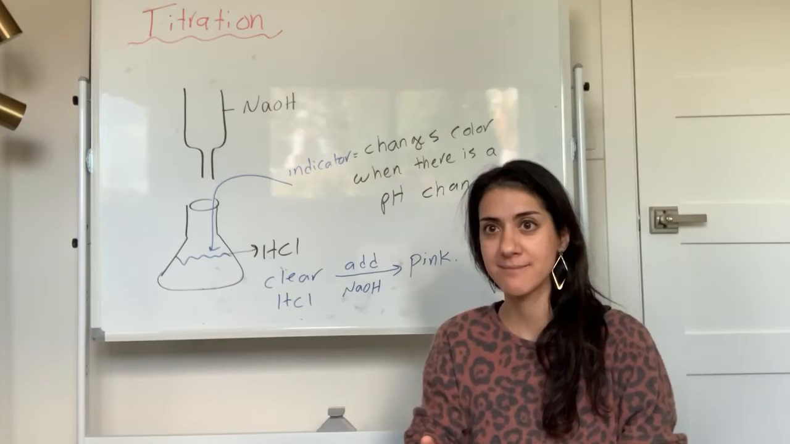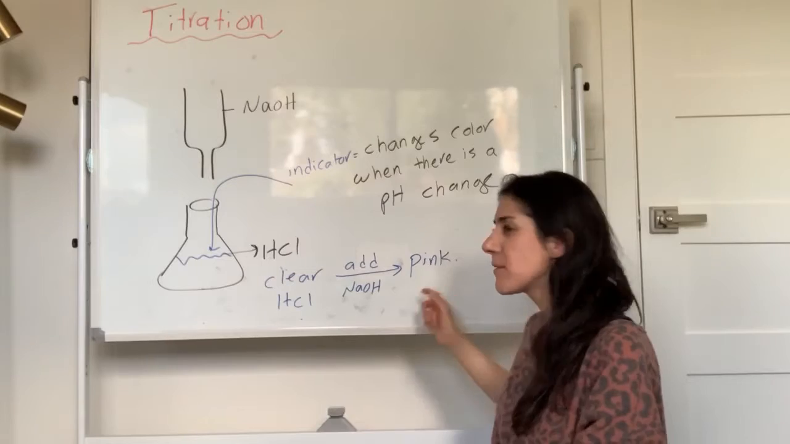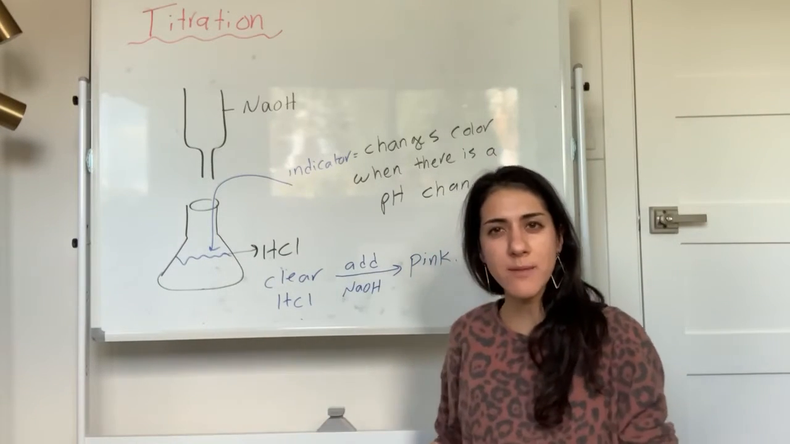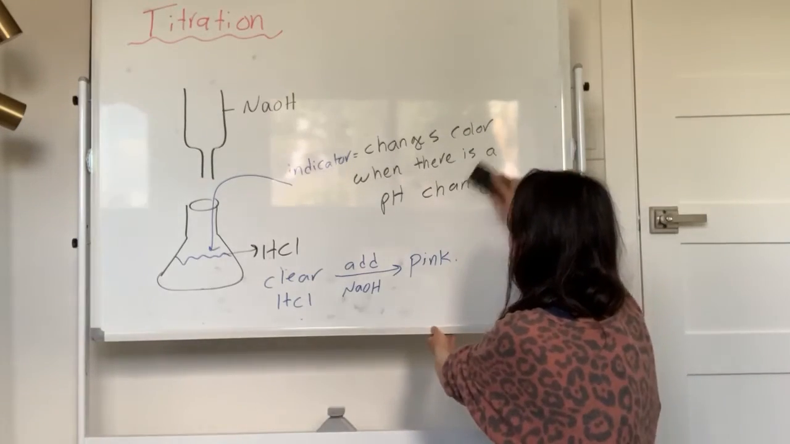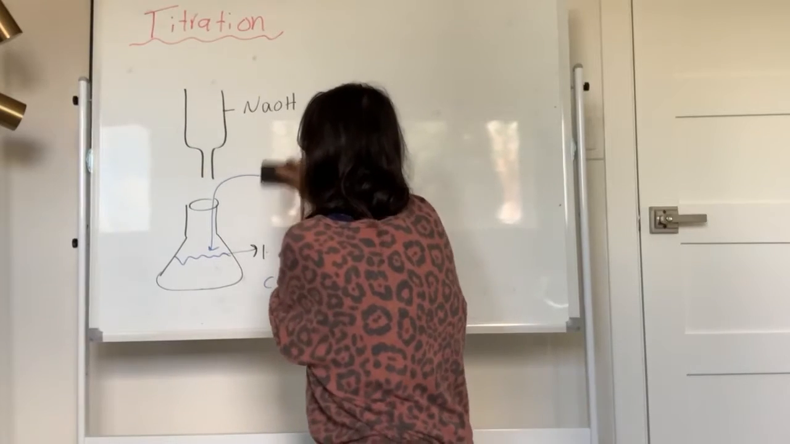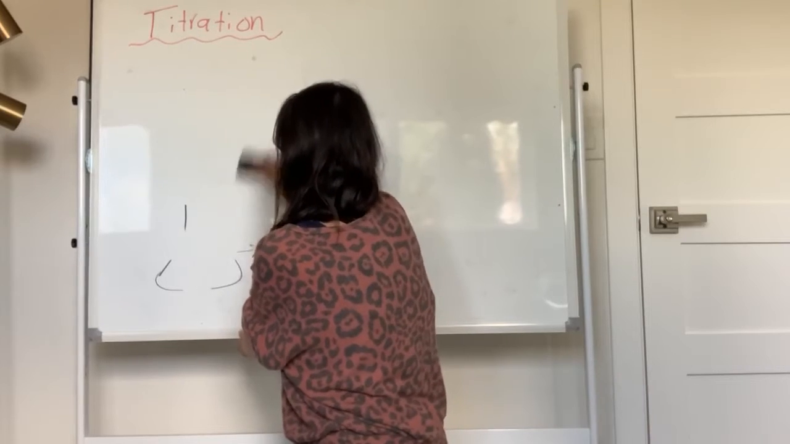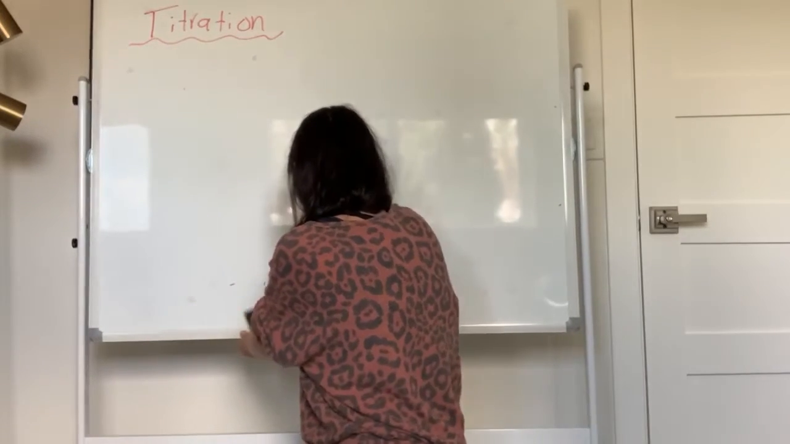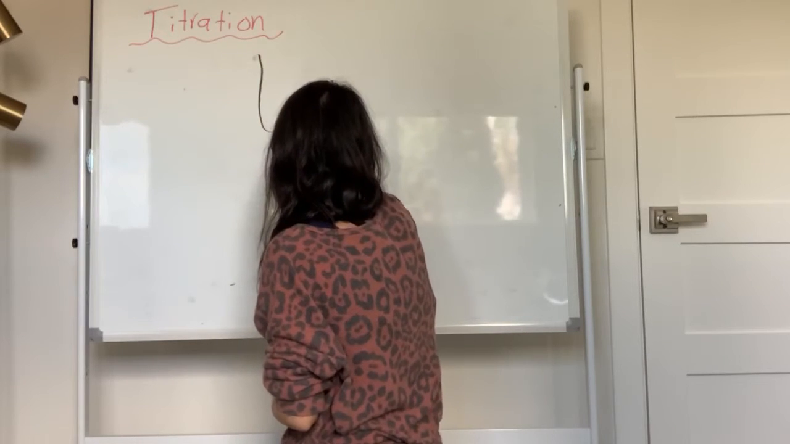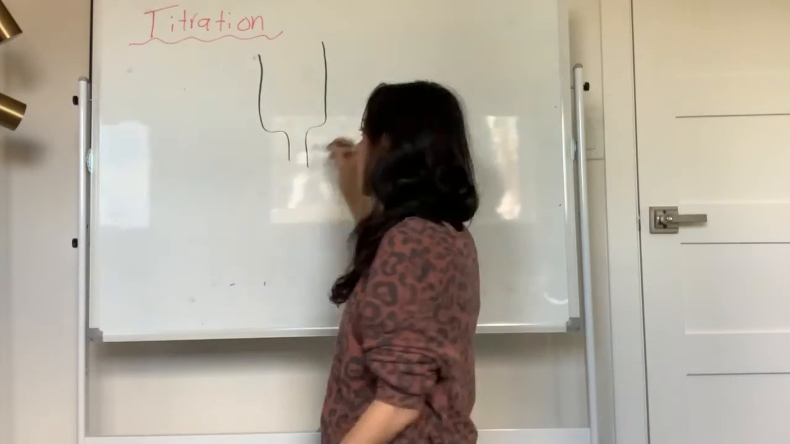You stop adding. Now, what does this pink color mean? Why did it go from clear to pink? So let's talk about the concept behind it. Why did this turn pink, and what does it mean when it turns pink? I'm going to simplify this for you to make sure that you understand the concept. Again, when you are doing acid-base titration, you're going to have a burette. And you're going to see that in the video.